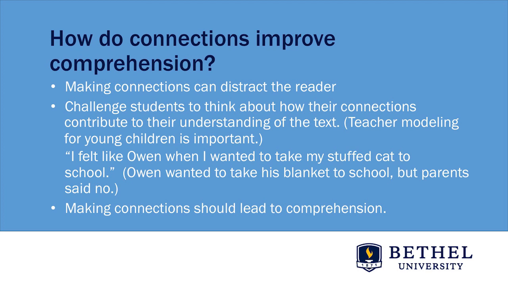Teacher modeling a think aloud for young children is important. For example, when you're reading the book Owen, you might say, "I felt like Owen when I wanted to take my stuffed cat to school when I was little." This is a story where Owen wanted to take his blanket to school, but his parents had said no. Making connections should lead to comprehension.